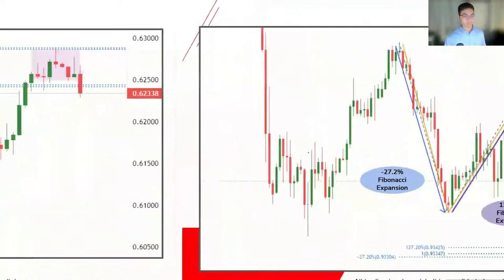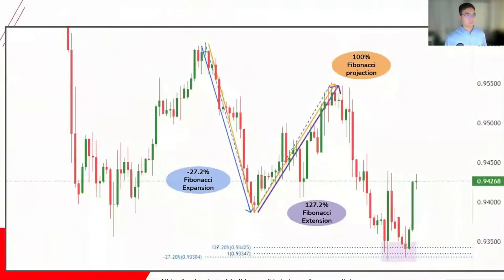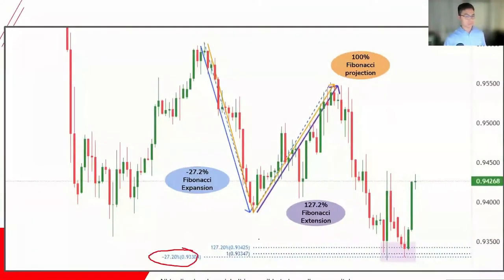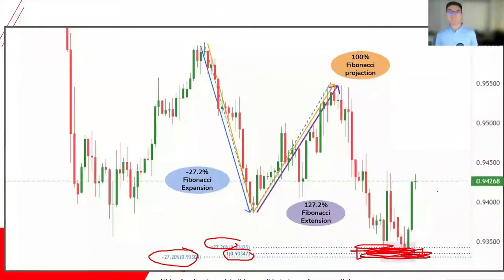Okay, same thing. Drawing down negative 27.2%, 127.2%, and even a 100% Fibonacci projection. So this entire area right here actually added confluence that price could potentially reverse and go back up. So price then proceeded to bounce off this very, very strong level. There are many, many confluences.